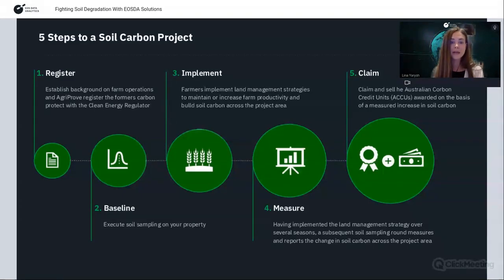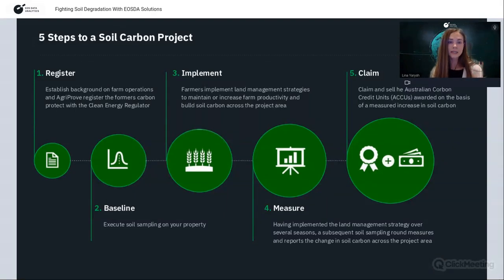And then you need to measure how the productivity of the field has changed due to the new technique that you have implemented. And after that, if you prove that your farm management strategy is efficient and you actually store and create this carbon offset in your soil, you can get a payout.